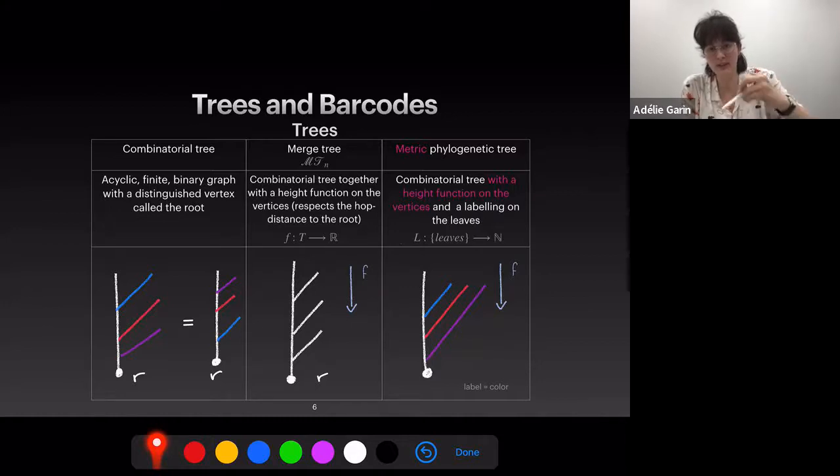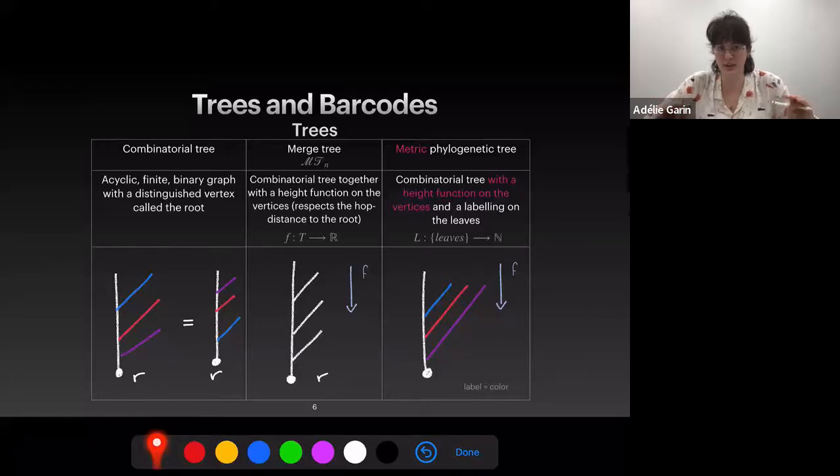And again, just to mention briefly phylogenetic trees and the difference with merge trees. So a phylogenetic tree is a combinatorial tree with a labeling on the leaves. So here the label is the color. So this time the order of the bars here matters, not like here. And if we want a metric phylogenetic tree, we also add this height function on the vertices. So the big difference between a merge tree and a metric phylogenetic tree is really this labeling on the branches, which makes actually a huge difference when you try to study the space of these trees. So from now on, when I say a tree, I mean a merge tree.